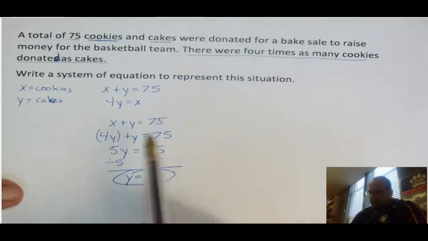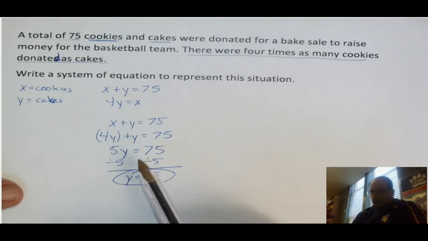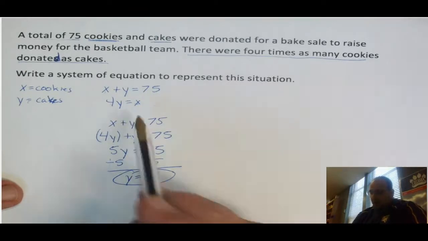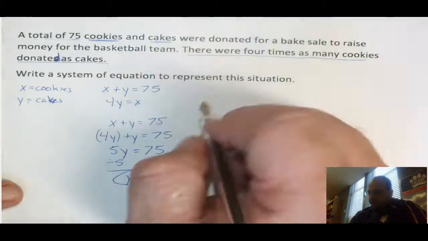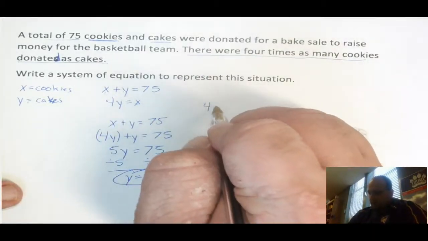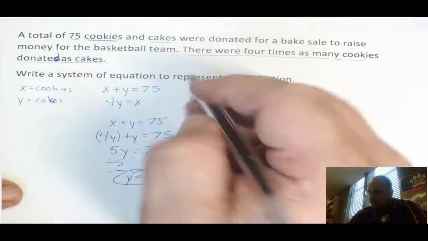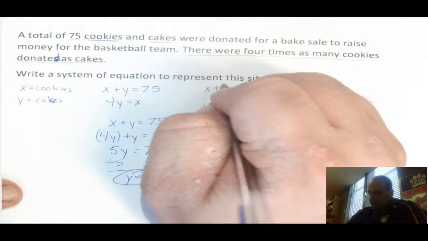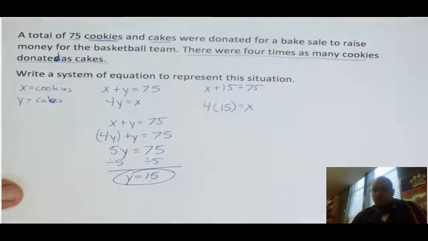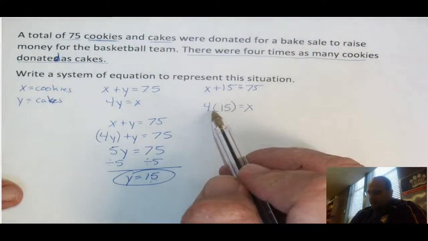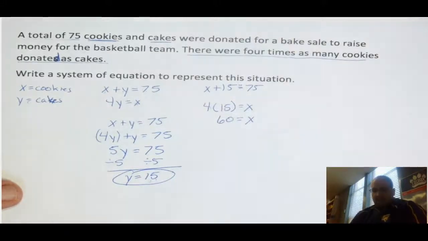To find the number of cookies, I can use either one of these equations and plug in 15 for Y. I can plug in 15 here, or I can plug in 15 for this one. If I plug in 15 for this one, I would have 4 times 15 equals X. If I plugged in 15 on this one, I would have X plus 15 equals 75. My choice, I can use whichever one I want. I'm going to do this one. 4 times 15 is equal to 60, and 60 is equal to X.